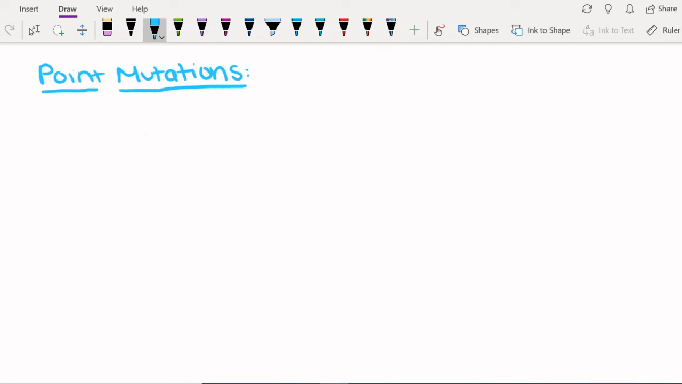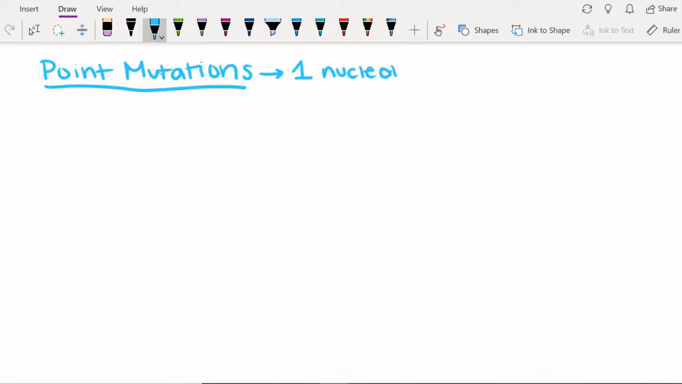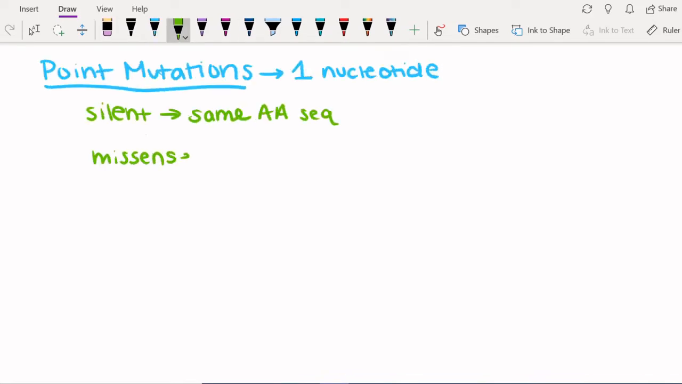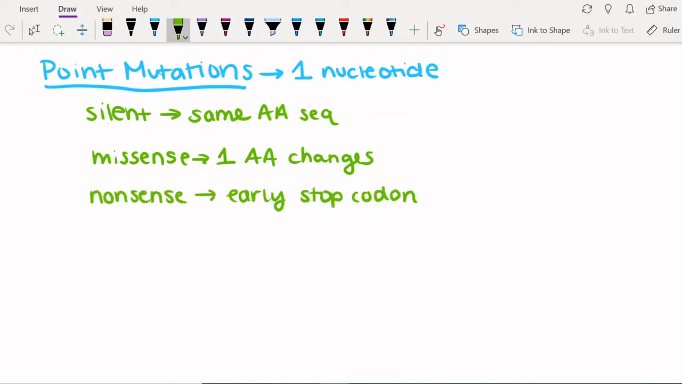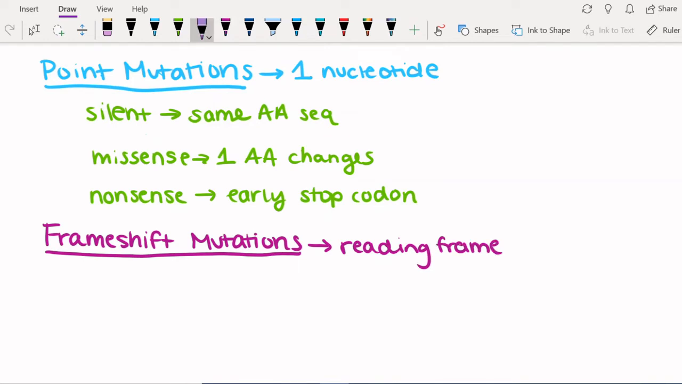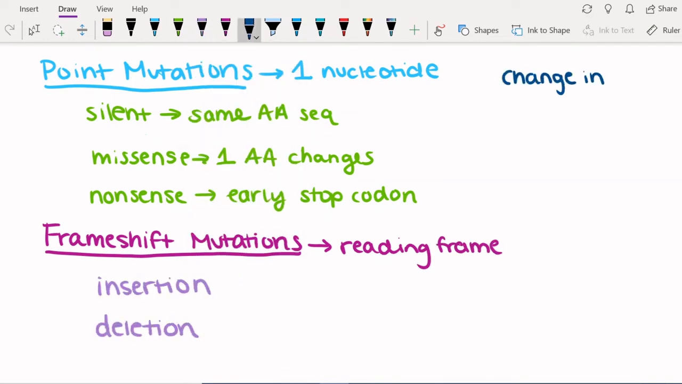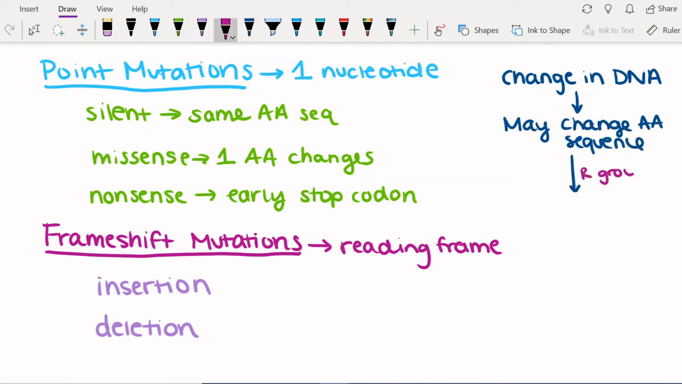Let's review what we've just talked about. Point mutations affect one nucleotide and don't change the reading frame. Silent mutations produce the same amino acid sequence. Missense mutations change one amino acid, and nonsense mutations result in an early stop codon. Frameshift mutations affect the reading frame, changing all the amino acids after the insertion or deletion.